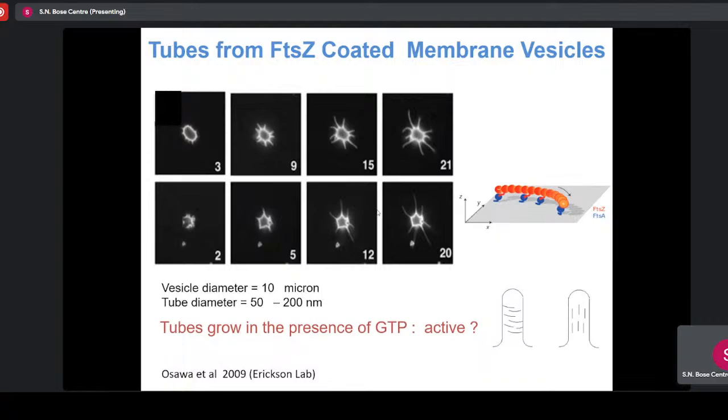Okay, so once this is put on this membrane and a lot of ATP in the medium, they found a lot of tubes growing. So the question was, why is that happening? Why is the membrane giving rise to these tubes? As well as, what is the orientation of these proteins on this vesicle? There are lots of these proteins in the medium.